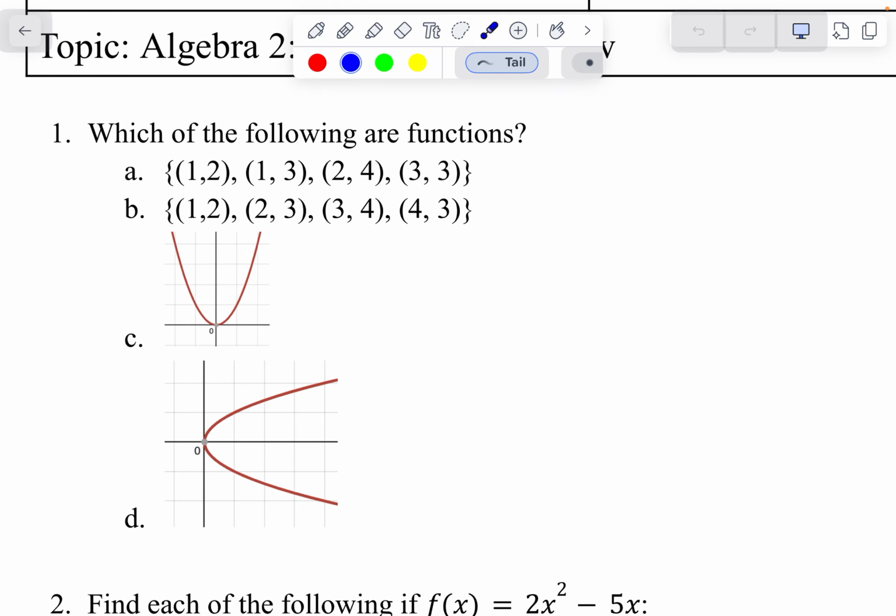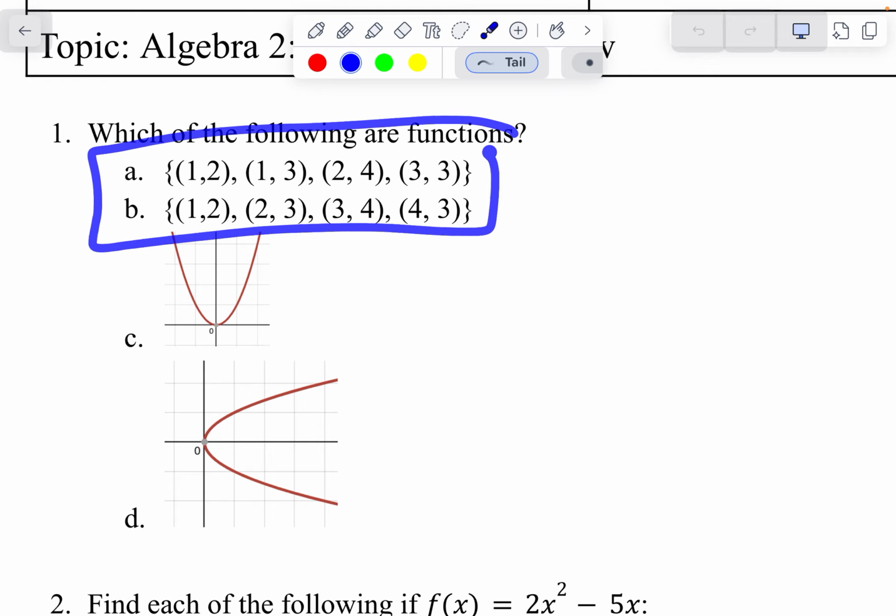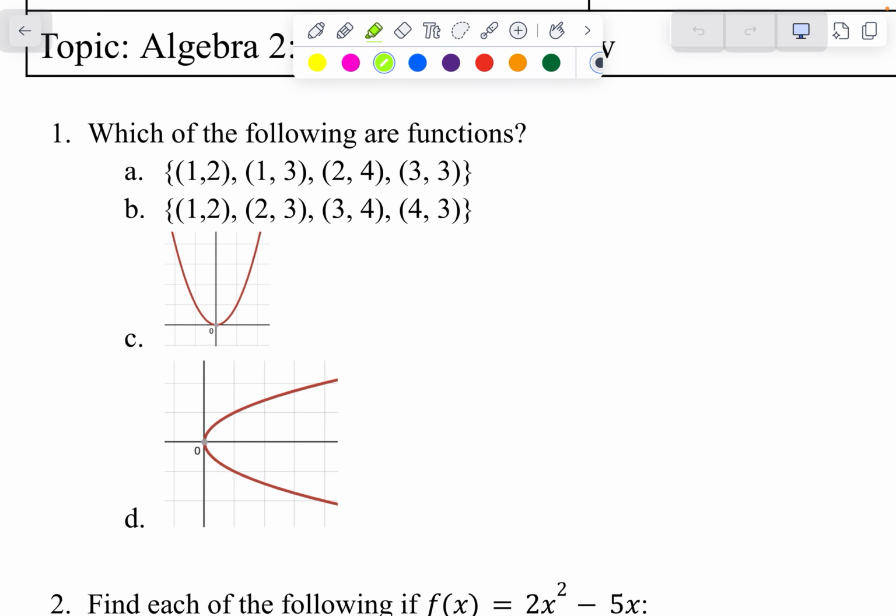Well, remember, if it gives you a discrete set like this, so we have that list of points, all you are concerned about is the x values and do they repeat or not. So in number 1a, the x value of 1 repeats itself with a different y value, so this would be a no. And it's all because of these ones right here. So the x's are not allowed to repeat, so that would be a note you could make to yourself and a fact you want to have memorized.